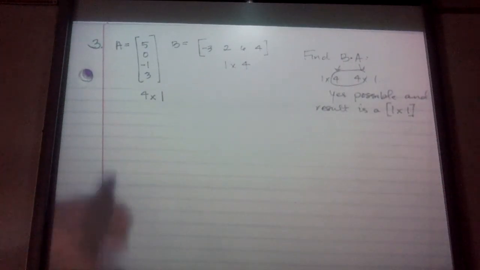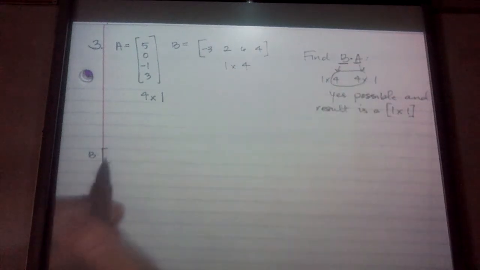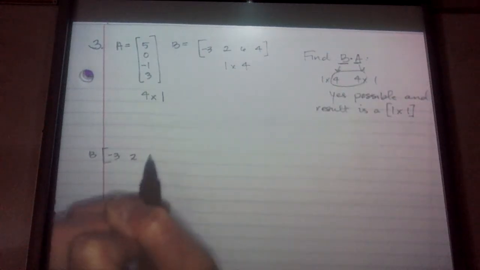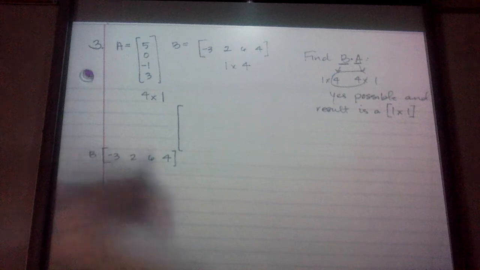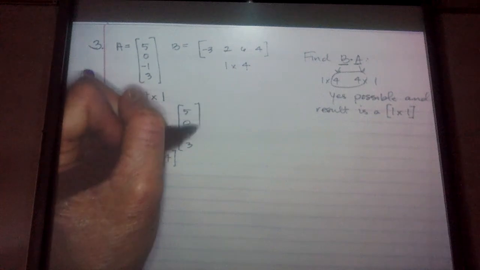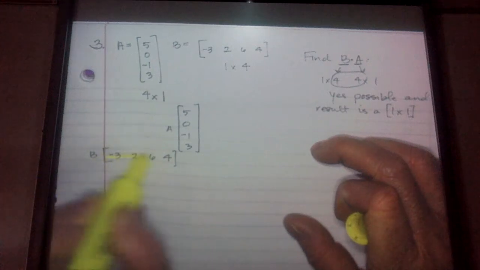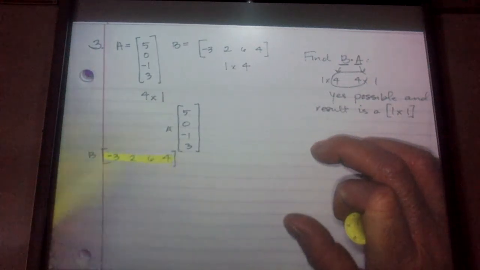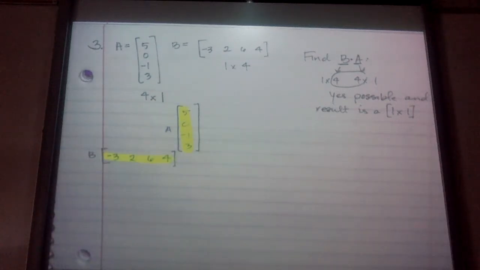So here we go. I'm going to set it up. I'm going to write B first, right? So B, because it's B times A. So B is negative 3, 2, 6, 4. And I'm multiplying that by A, which is 5, 0, negative 1, 3. So I'm going to multiply my row by my column. And since I only have one row and one column, that's why I end up with a 1 by 1.